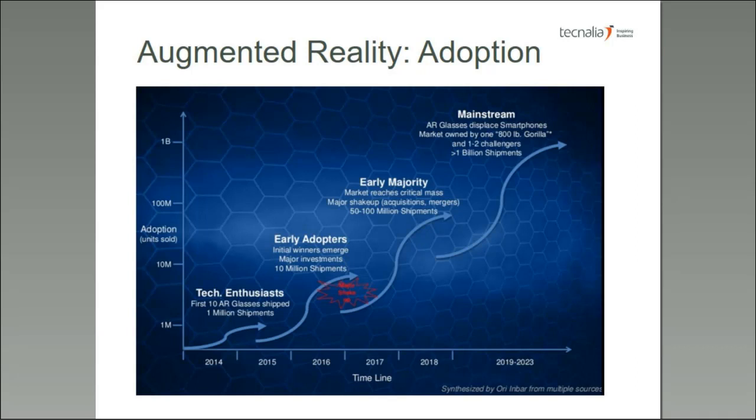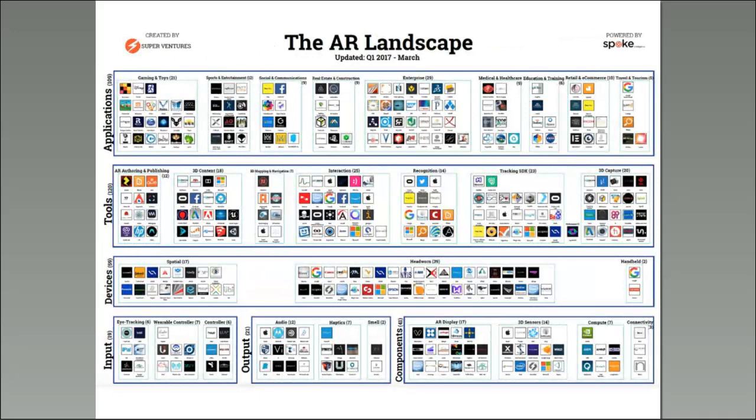Okay, this is the adoption. We are now in the early majority in 2017. And well, the companies are, as I said, already there. Big companies like Google, Apple, Microsoft, Facebook, or Amazon are working on it and have specific solutions and frameworks for augmented reality. But not only big companies, there are a lot of different companies that are working on it. This is the AR landscape, and it's growing fast.